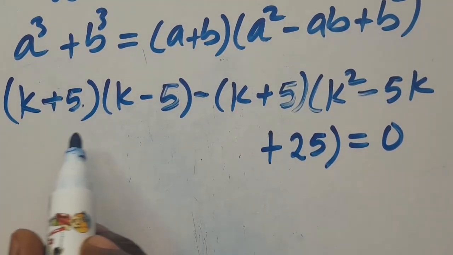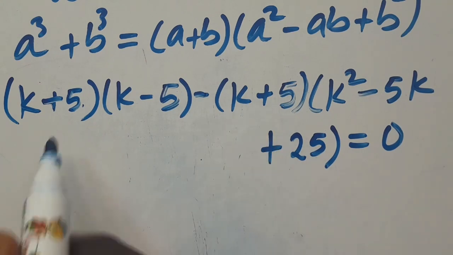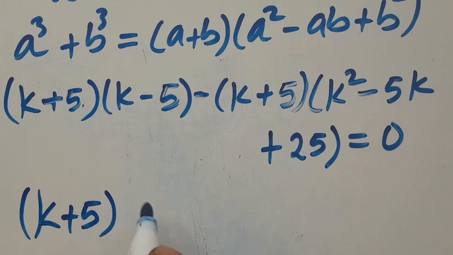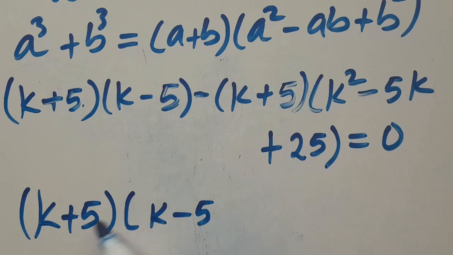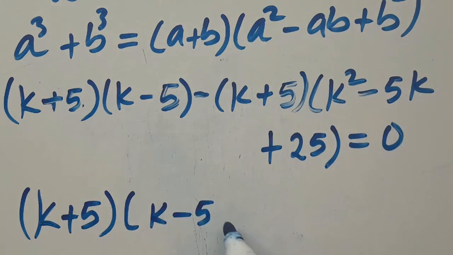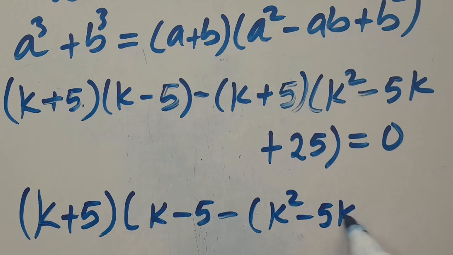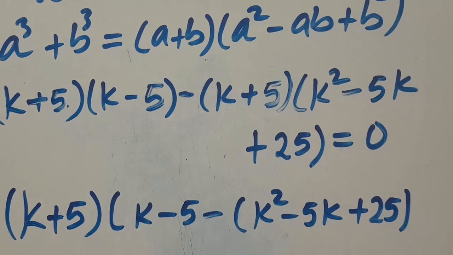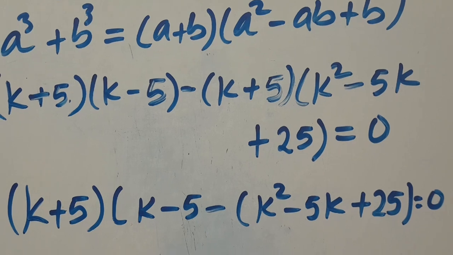Now, we are looking at this expression. This, we have k plus 5 in common, so we can factor it out. Will be k plus 5. We open the bracket for it as this. The whole of everything here divided by this, we only have k minus 5 left. Then from here, the whole of everything here divided by k plus 5, we only have this left, but we have minus outside. It will be minus, open bracket, k square minus 5k plus 25. We close it. Then we set everything to be equal 0.